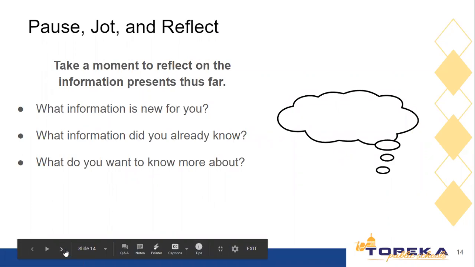So let's take a moment to pause, jot, and reflect. Think about what is new information for you, what information you already knew, and what you want to know more about. You may pause the recording, write down your answers, and when you are ready, proceed to the next slide.